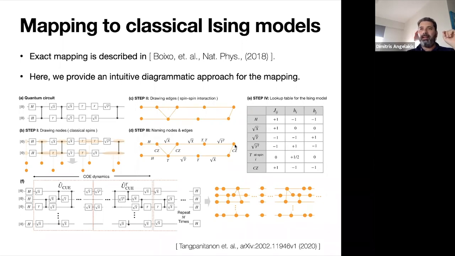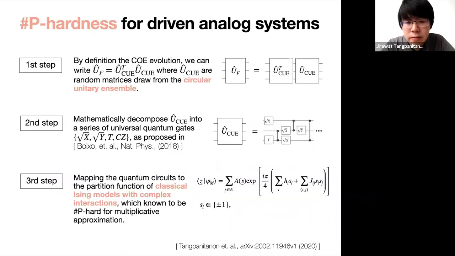Why are we mapping to classical Ising models is a question by the audience. First of all, this classical Ising model is not physical because it has a complex interaction. The reason that we map to this classical complex Ising model is because we know that their partition function is Sharp-P hard to approximate. So it's kind of a conventional strategy in complexity theory. When you try to prove that something is hard, you map to something that you know is hard. Does that answer the question?